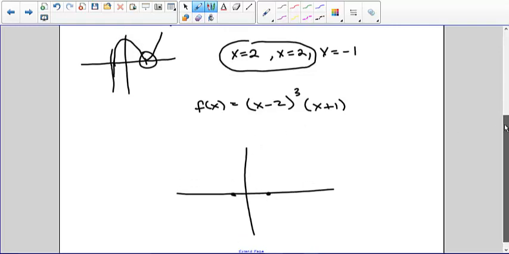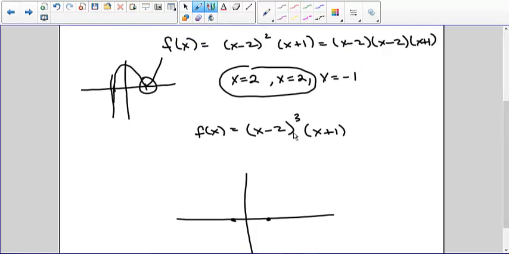Now, because this is a 4th order polynomial, because I've got x cubed times x, I know that it's going to come this direction. So what it'll do is it'll come through here. Because this is x equals negative 1, it's a single 0, it goes straight through. Then when this thing comes back around, it'll go like this, and it'll go something like that. And that's because this is odd.